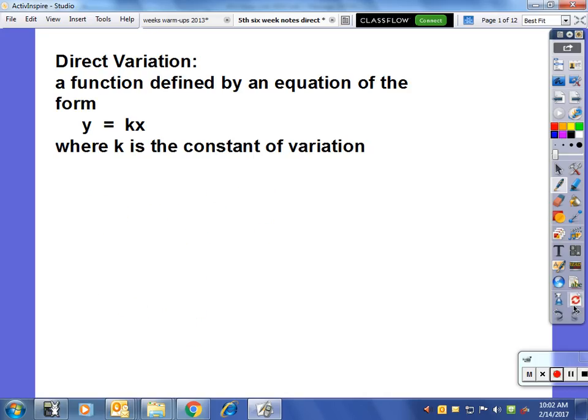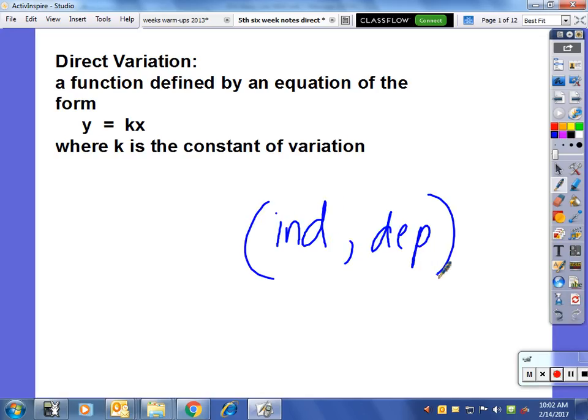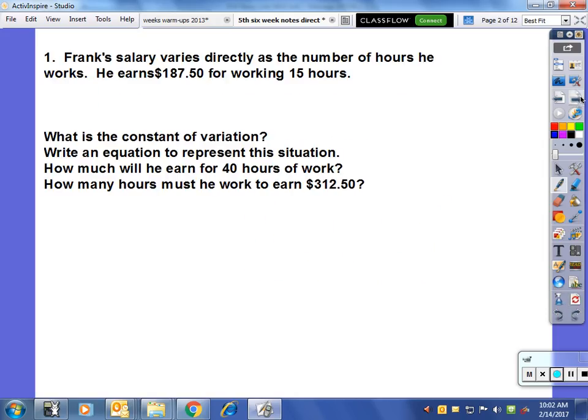Here's the hardest thing about direct variation. You've got to figure out what's independent and what's dependent just by reading the situation. Because you got to know what your x number is and what your y number is, and then you can find slope, and then you can write the equation. Super, super easy. So let's look at a problem. These are directly off old end of course exams. So look at this situation about Frank's salary.